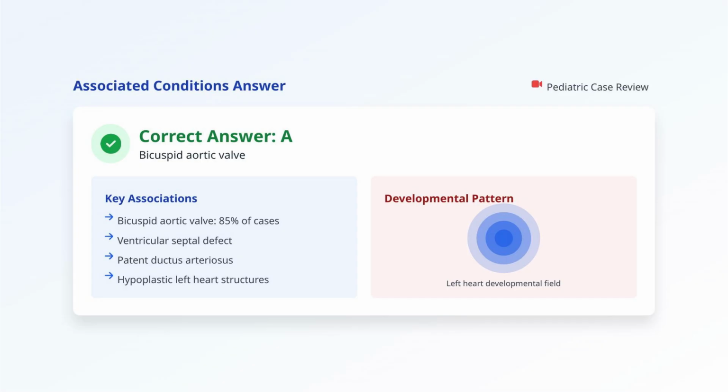Bicuspid aortic valve. This is the most common cardiac defect associated with coarctation of the aorta, present in up to 85% of cases. Other common associations include ventricular septal defect, patent ductus arteriosus, and hypoplastic left heart structures. This constellation of left-sided cardiac abnormalities suggests a developmental issue affecting left heart structures.